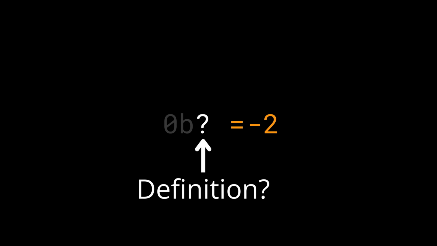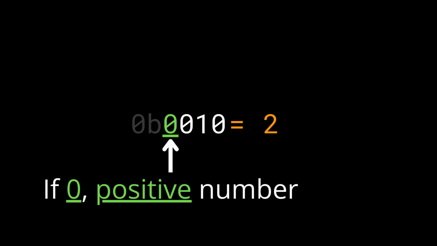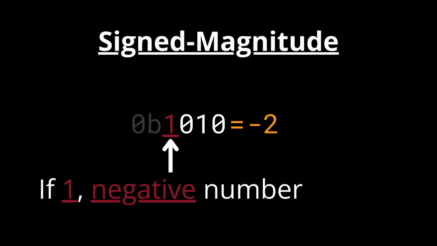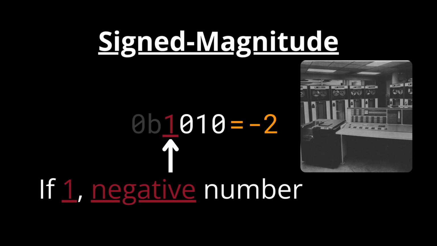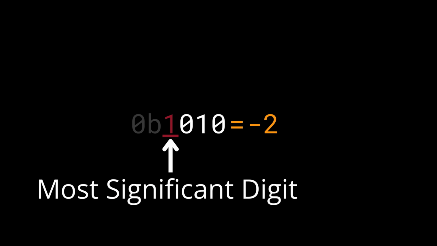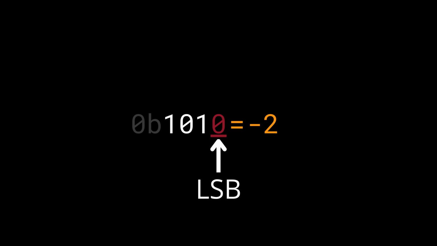One way we could differentiate our negative numbers is to define the sign of our binary number through the leading bit. If the leading bit is 0, then the value is positive. If the leading bit is 1, then it is negative. This method was used in early computers, and it's called the sign magnitude representation. Some of the earliest computers used this, including the IBM 7090, for those who might be familiar. A better way to describe these bits: the leading bit is most commonly called the most significant bit, or MSB, and the last bit is often called the least significant bit, or LSB.